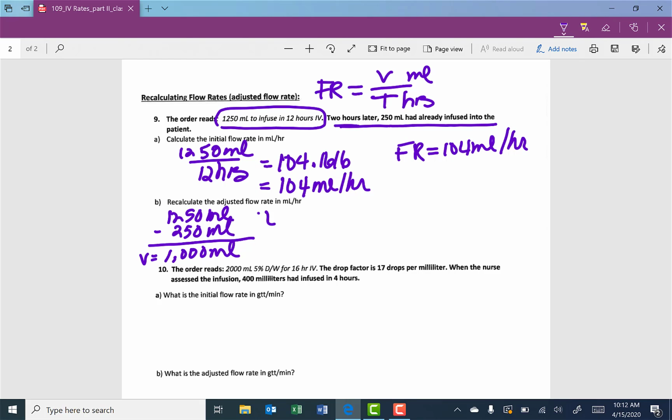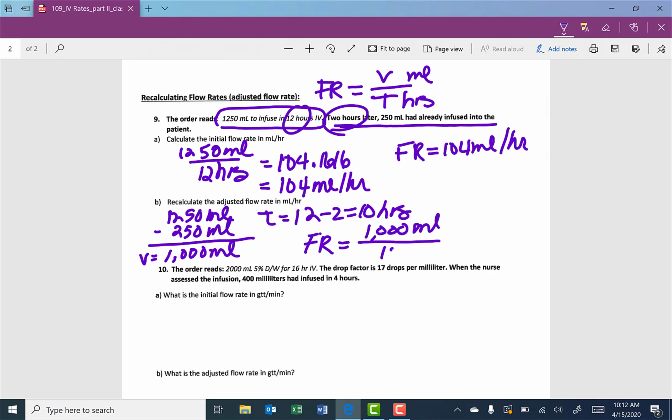What would be our new time? We started out with 12 hours, but it says 2 hours later. So 12 minus 2 equals 10 hours. So to find our new flow rate, we have to take our new volume, 1,000 milliliters, and divide it by our new time, which is 10 hours, which gives us 100 milliliters per hour.